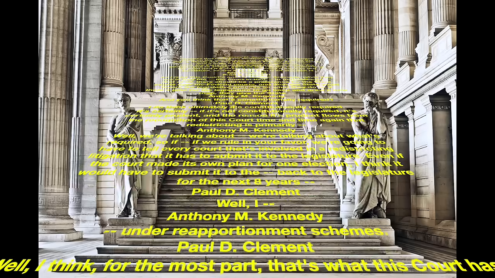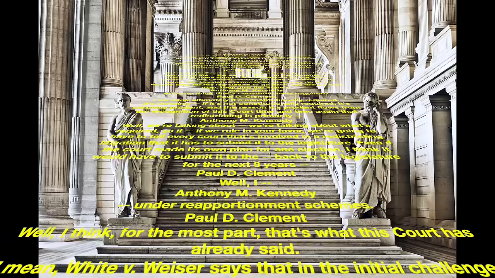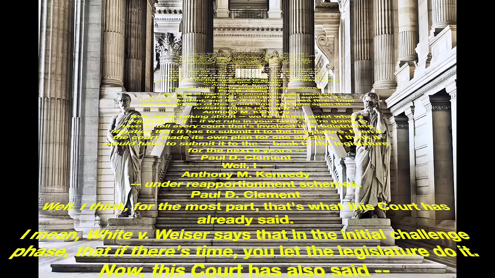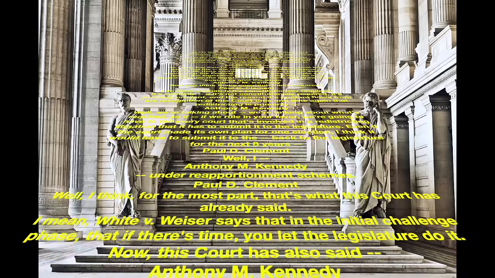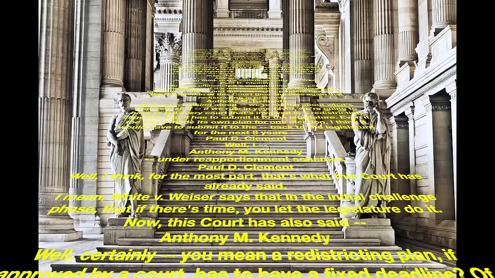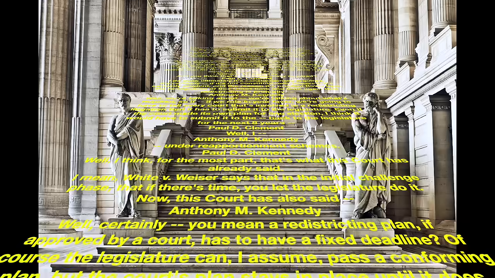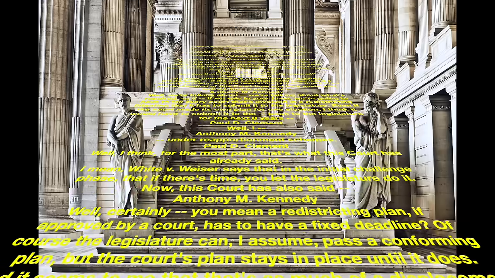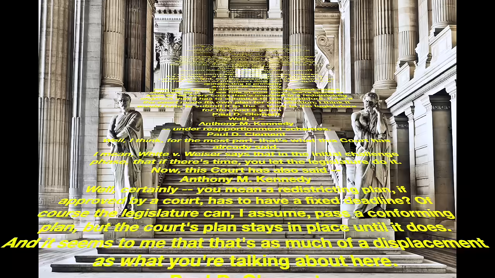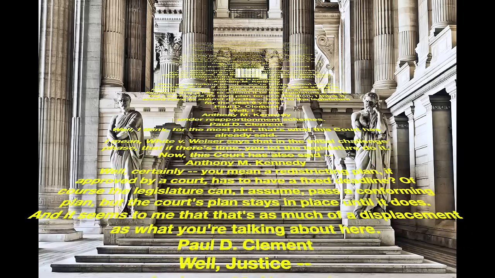I mean, White v. Weiser says that in the initial challenge phase, if there's time, you let the legislature do it. Now, this Court has also said, or certainly you mean a redistricting plan approved by a court has to have a fixed deadline? Of course the legislature can, I assume, pass a conforming plan, but the court's plan stays in place until it does. And it seems to me that that's as much of a displacement as what you're talking about here. Well, not as much, but it is a displacement. Yeah, it is a displacement. It's not as much. I may have been confusing things.